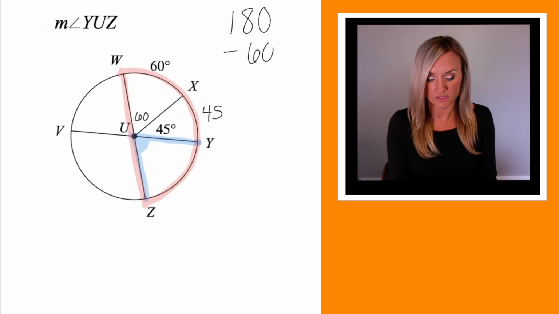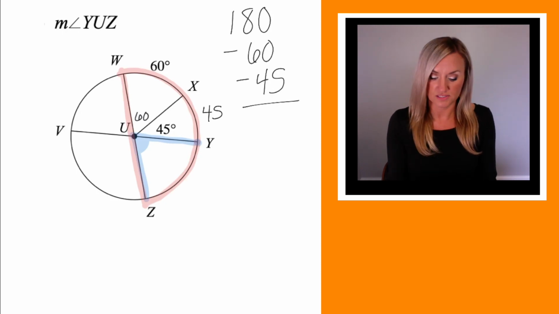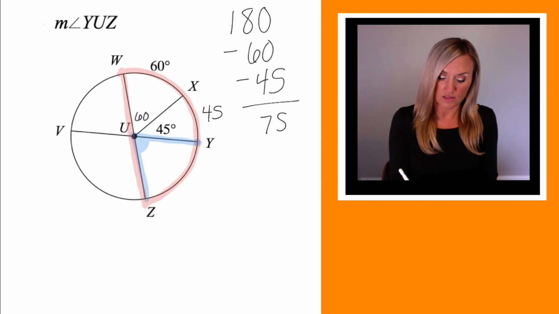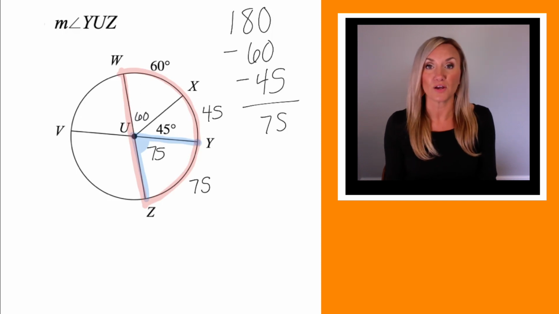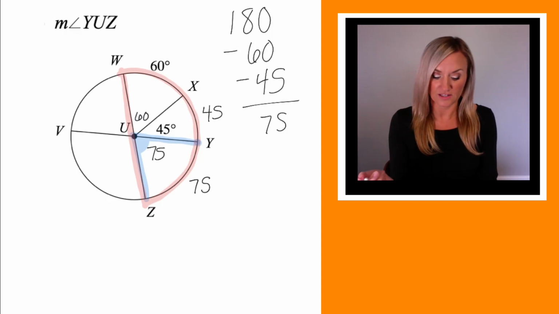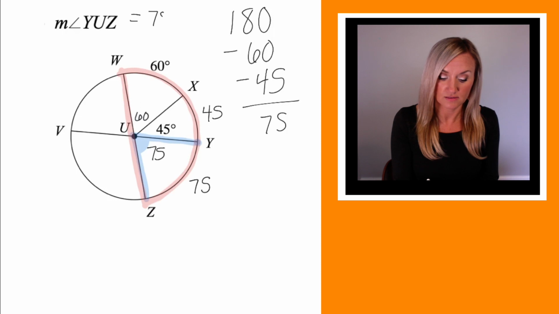So we're going to start off with 180 degrees. We can subtract out the 60 and subtract out the 45, and that will give us 75, which means the arc of YZ is 75, and so is that central angle right there. And so therefore our answer is 75 degrees.